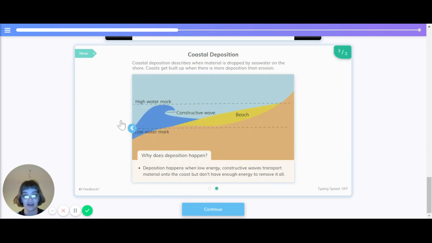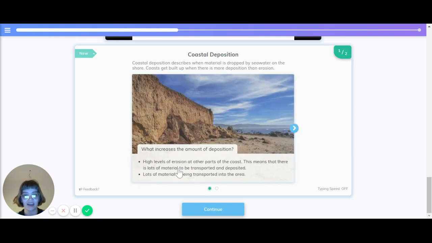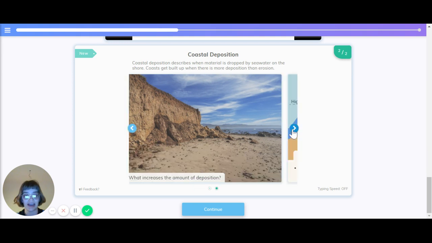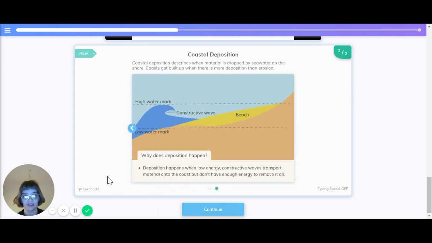And also another thing that can cause the increased amounts of deposition is lots of material being transported into the area. Why does deposition happen? Deposition happens when low-energy constructive waves transport material onto the coast, but don't have enough energy to remove it all.